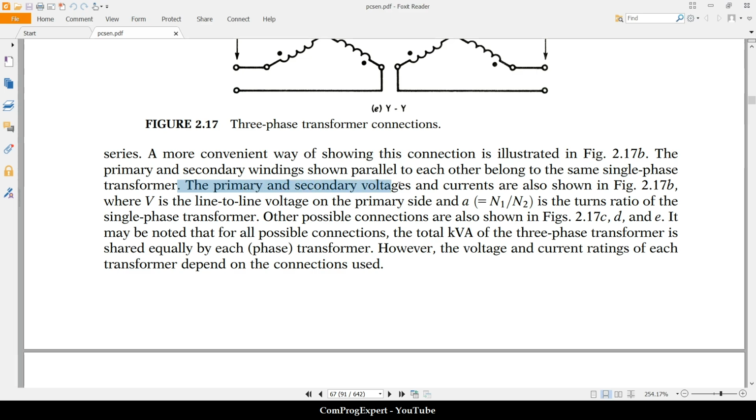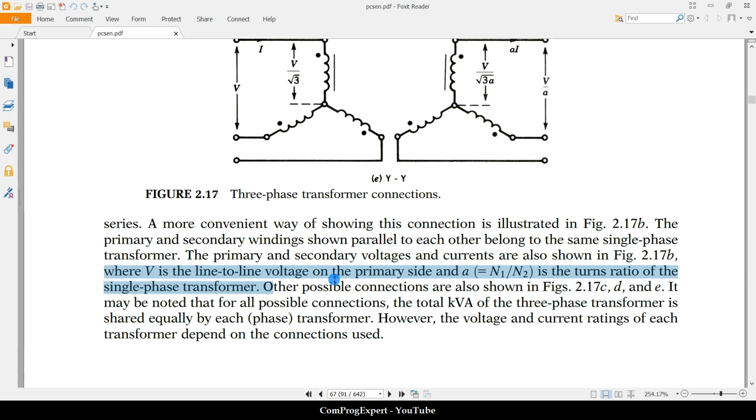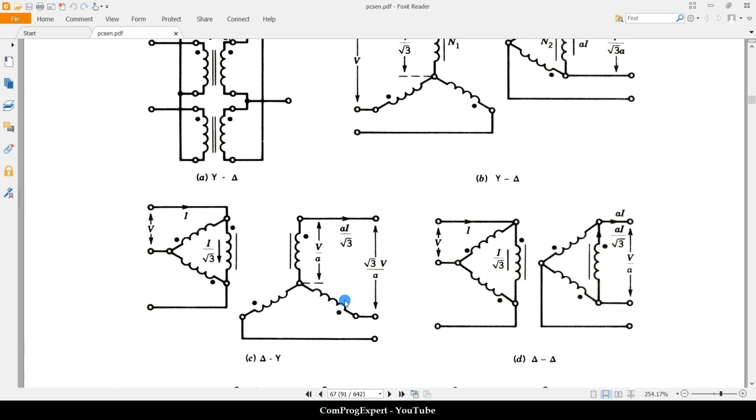Primary and secondary voltage and currents are also shown in the figure, where V is the line-to-line voltage, a is the turns ratio of the single-phase transformer, and also other possible connections that we have.